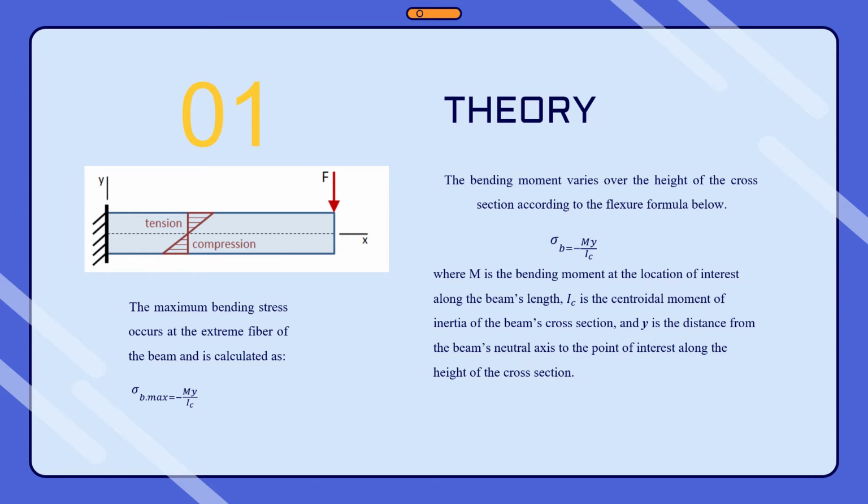According to the flexure formula, sigma b equals negative My over Ic, where M is the bending moment at the location of interest along the beam's length, Ic is the moment of inertia around the neutral axis, and y is the distance from the beam's neutral axis to the point of interest along the height of the cross-section.